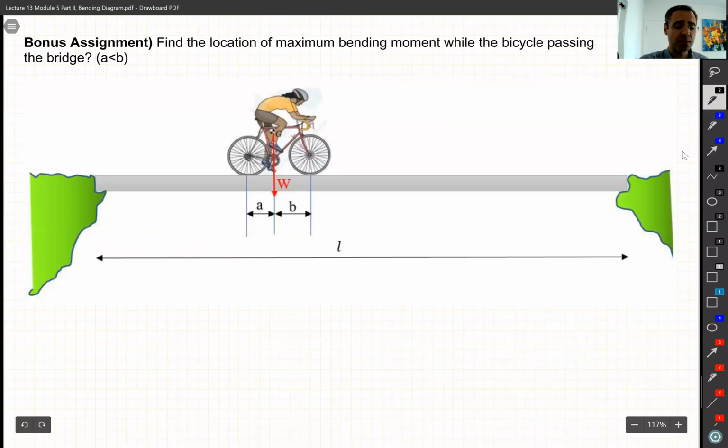So remember, this bicycle is not fixed at one point. Right now it's here, the next time it's over there. So probably the maximum is changing every time. You want to find out the maximum of maximum. That's what you want to find out.